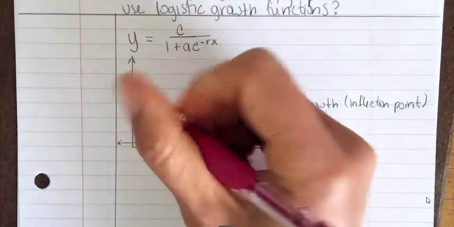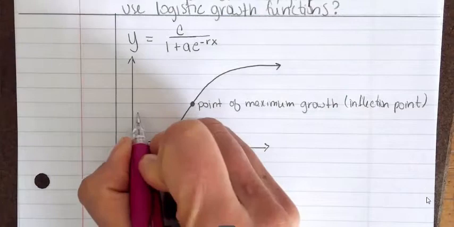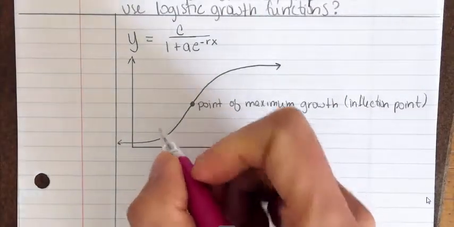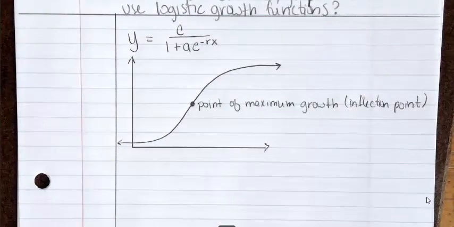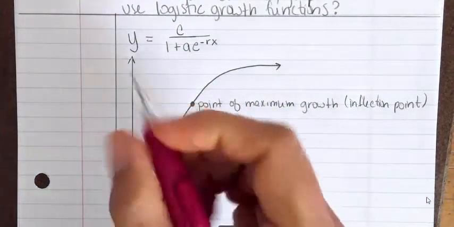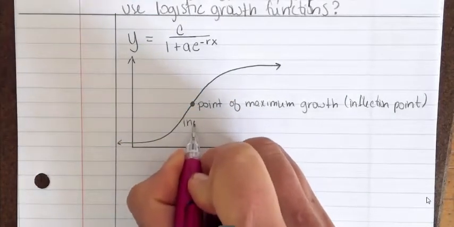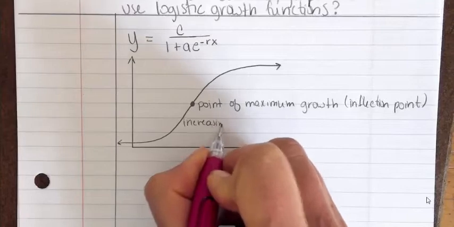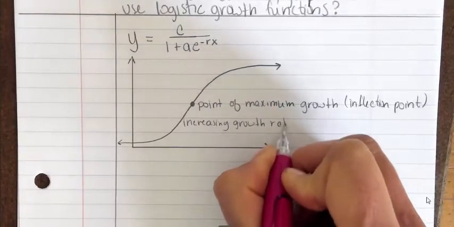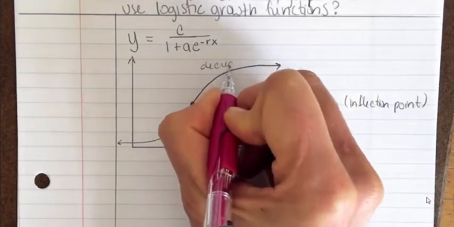In this area here, we have an increasing growth rate. So I'll do it down here. This area is an increasing growth rate, and this area up here is a decreasing growth rate.